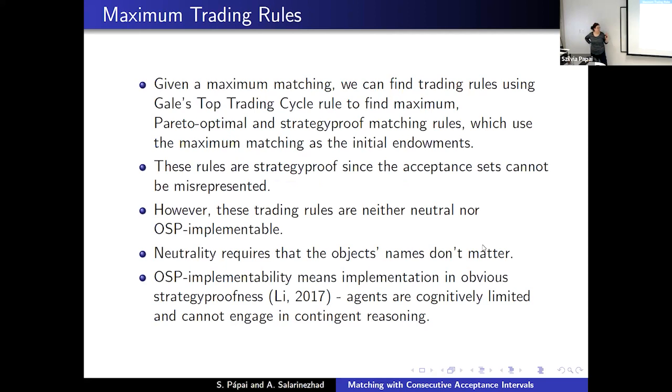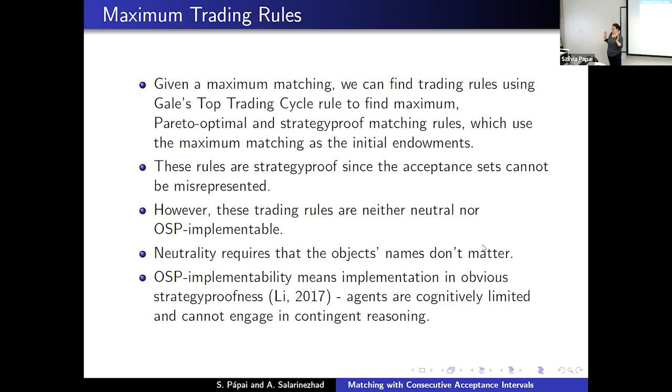So first of all, just to clarify that we are narrowing this down, this is where we could use neutrality or OSP implementability. You're probably not that familiar with this. So this is a somewhat new result. A very influential paper in 2017. And it basically says that agents are cognitively limited and strategy proofness is not enough. We need more straightforward, more transparent mechanisms, right? Because agents cannot use contingent reasoning. So that could be another motivation, or we could say we want neutrality for the rule and so on.